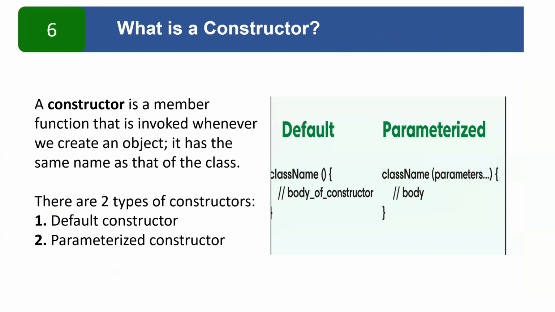Question number 6. What is a constructor? A constructor is a member function that is invoked whenever we create an object. It has the same name as that of the class. There are two types of constructor: default constructor and parameterized constructor.